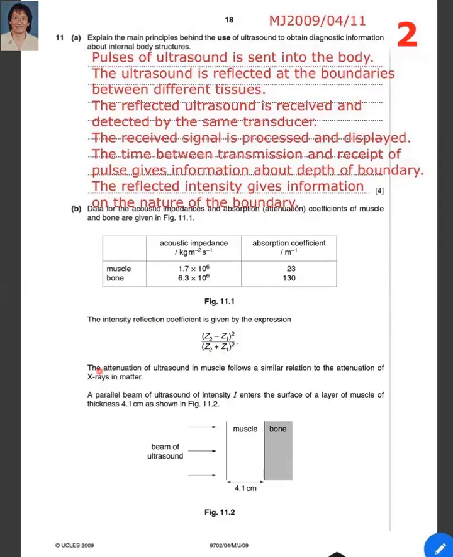The attenuation of ultrasound in muscle follows a similar pattern to the attenuation of X-rays in matter. A parallel beam of ultrasound of intensity I enters the surface of a layer of muscle of thickness 4.1 centimeter, shown in this diagram here. So this is a muscle, this is a bone, and this is a boundary between the muscle and bone. The ultrasound will have to travel a distance of 4.1 centimeter in the muscle before reaching the bone.